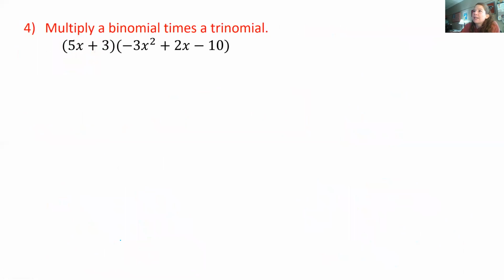All right, now a binomial times a trinomial. So we're going to multiply each term by 5x, and then we've got to multiply every single term by 3. So 5x times negative 3x squared, so 5 times 3 is negative 15, and x times x squared is x to the third. Then 5x times 2x is positive 10x squared. And then 5x times negative 10 is minus 50x.